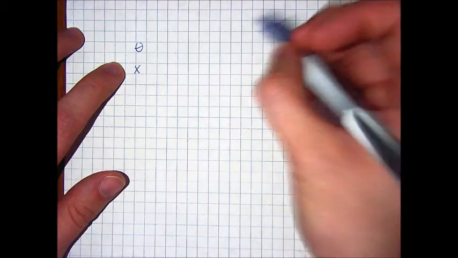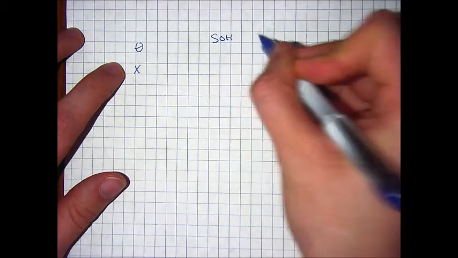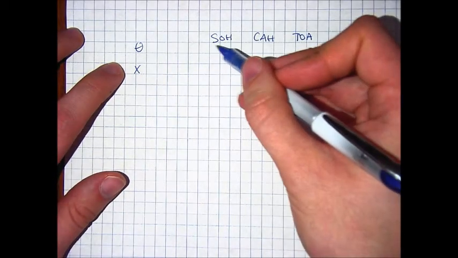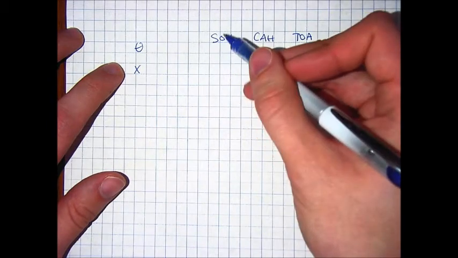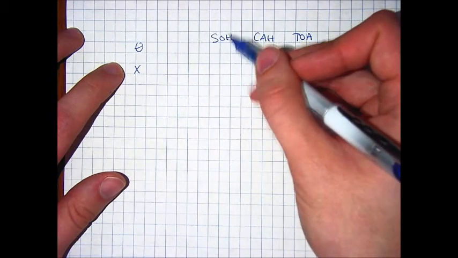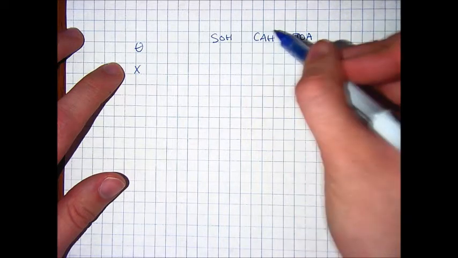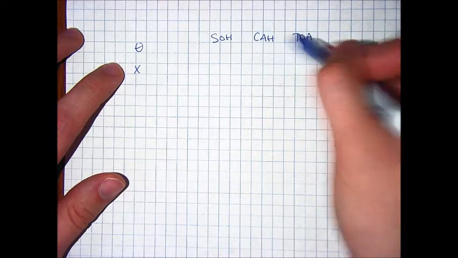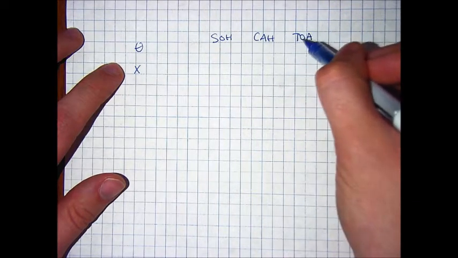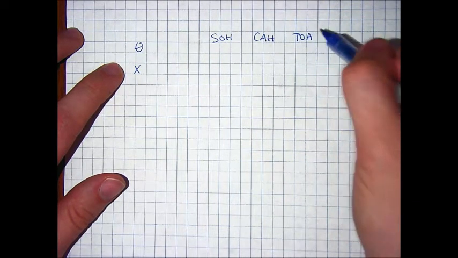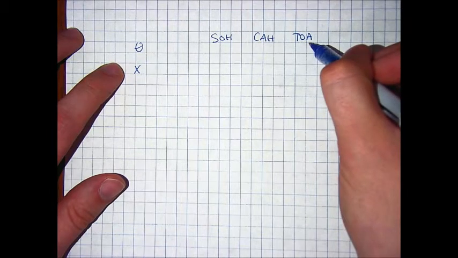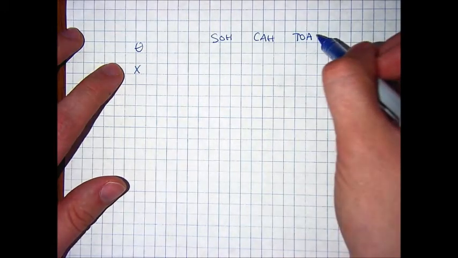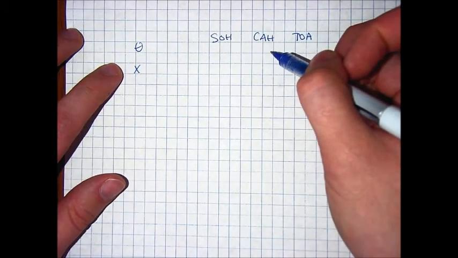The other thing that we're going to be using is SOHCAHTOA. Remember that SO is sine of an angle is equal to the opposite side divided by the hypotenuse. Cosine of an angle is equal to the adjacent side divided by the hypotenuse. And tangent of an angle is equal to the opposite side of that angle divided by the adjacent side. It's really crucial that you remember this. It's just one of those things that unfortunately you have to remember.